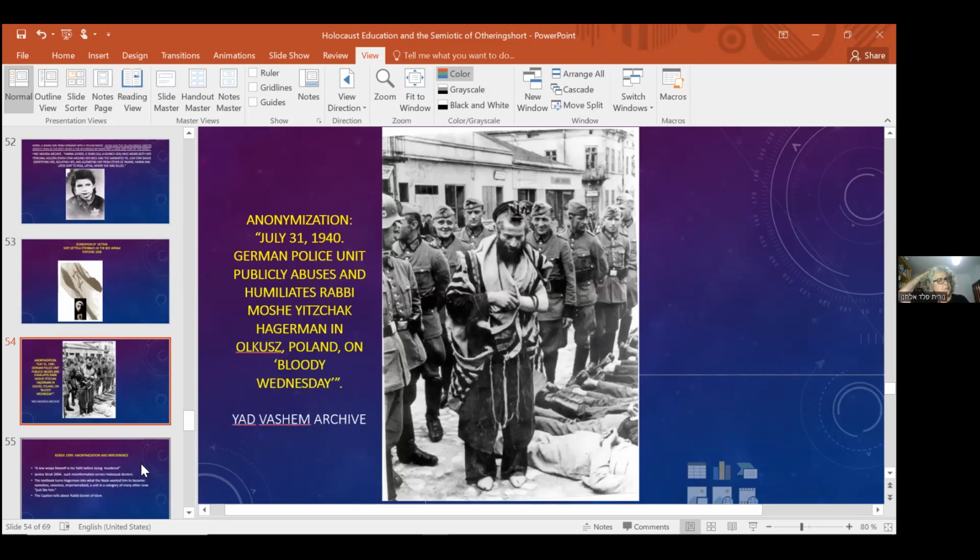Anonymization. This photograph is very known. It is called Bloody Wednesday. In the town of Olkusz in Poland, German police came to torture the Jews for a whole day, and then they invited this rabbi to pray upon them. And as you see, they tore and defiled his religious accessories and so on.